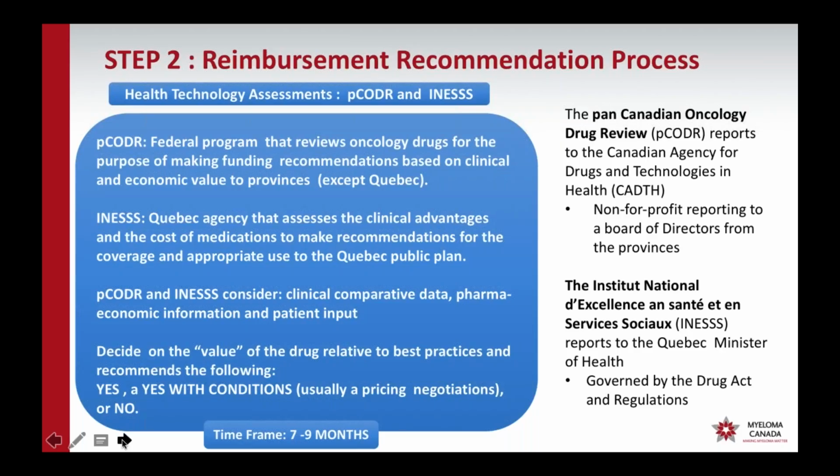So pCODR reviews the oncology drugs for the purpose of making funding recommendations to the provinces based on the clinical and economic value. So again, they look at clinical data. A lot of the data that was submitted to Health Canada gets submitted again to pCODR, but in a way that looks at how they compare with standard therapy, but also from a pricing perspective, are they cost effective? Is paying for a drug worth the benefit that the drug is giving to the patient, is basically the question that they would ask. INESSS does the same thing, but for the province of Quebec.